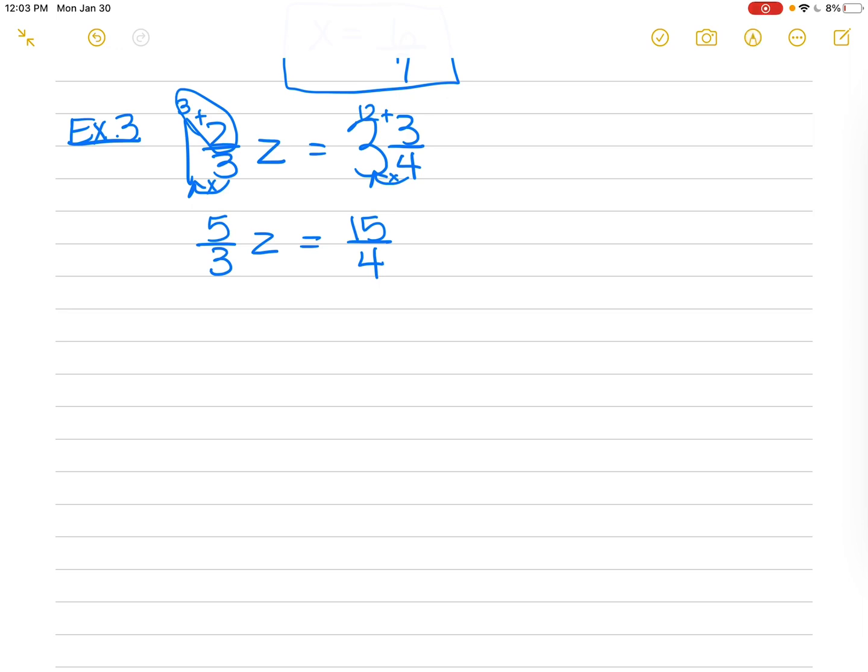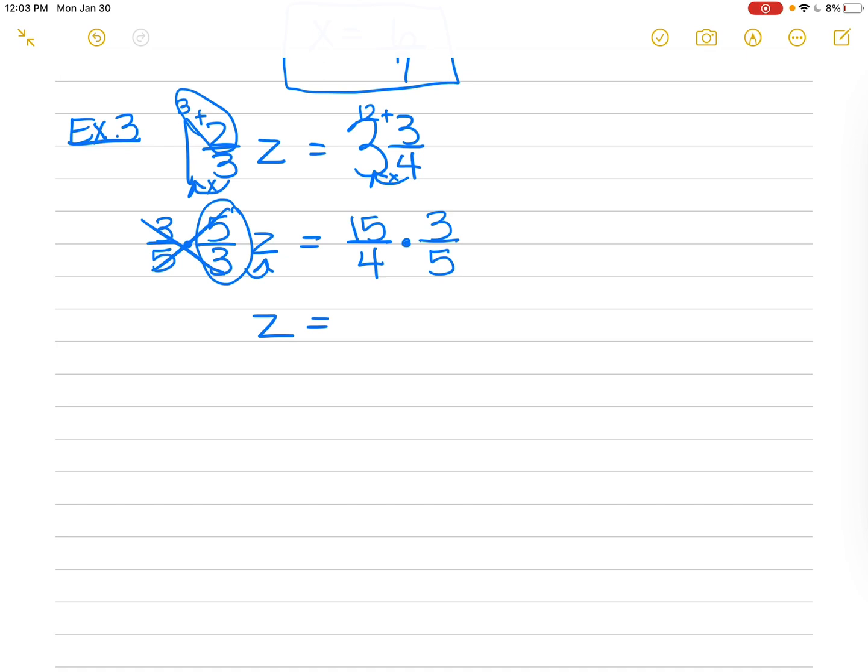So this is just like example 2. We just had to change those mixed numbers into improper fractions. And we're going to multiply by the reciprocal of the number, the fraction that's in front of z, okay? Because I want z by itself. So that was times 3/5. Do that on both sides. Those cancel each other out, and I get z equals.